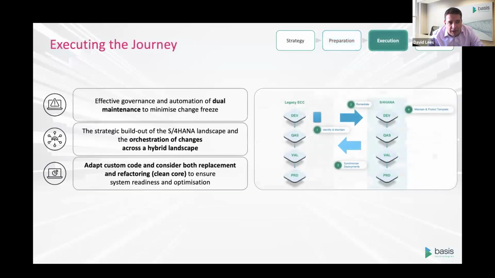Okay, next we move into execution. So during the execution, there's obviously a lot to do. There's a lot of functional work that I'm not going to focus on, because that's not our area of specialty. But governance and automation around your dual maintenance to avoid the need for a change freeze for your business. Thinking about how you're going to strategically build out your S4 landscape. So you're going to start off with a dev system.